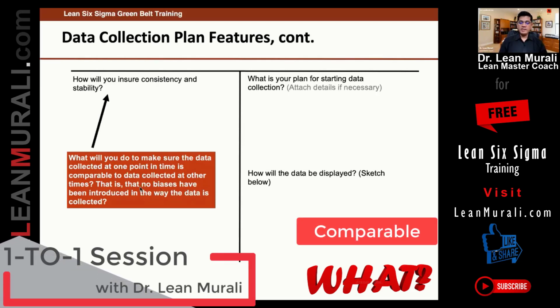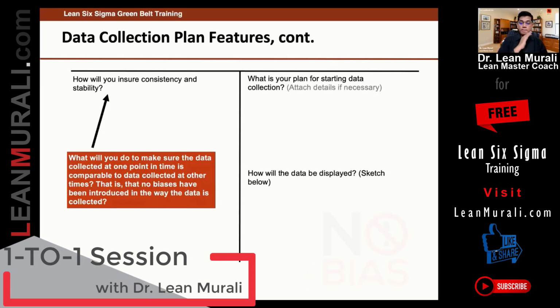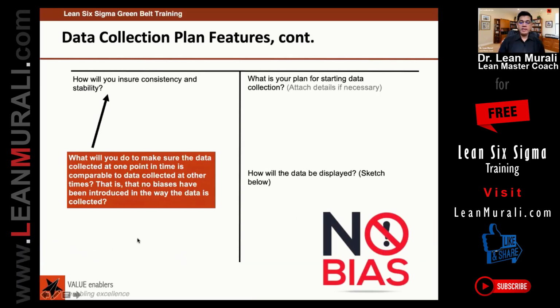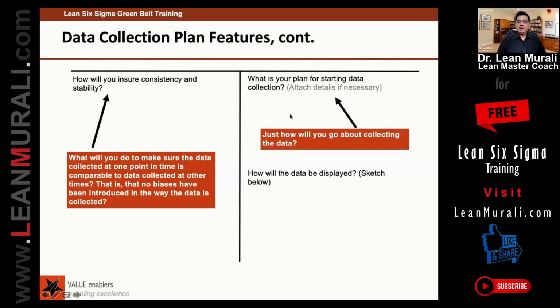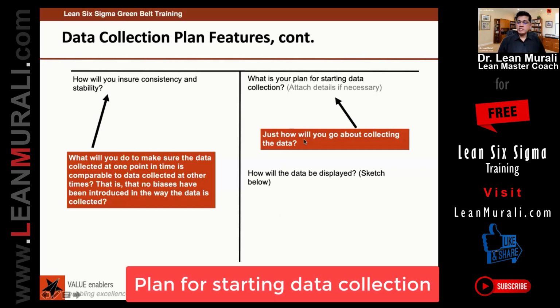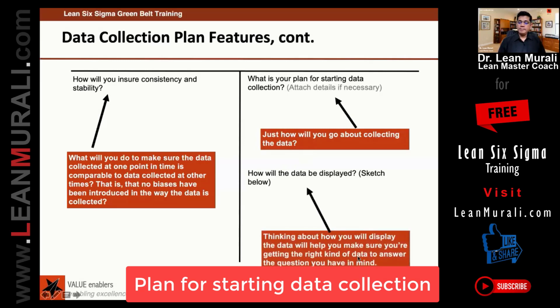Very, very important, right? That is, there is no bias being introduced in the way the data is collected. Bias in the sense that you have an inclination to actually write the data on what you think instead of what actually it is. You tend to favor some value. And what is your plan for starting the data collection? Just how will you go about collecting the data?